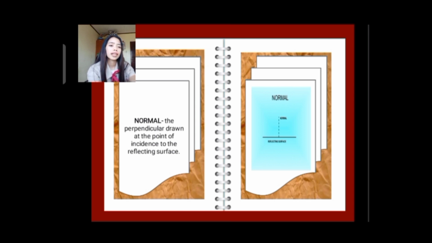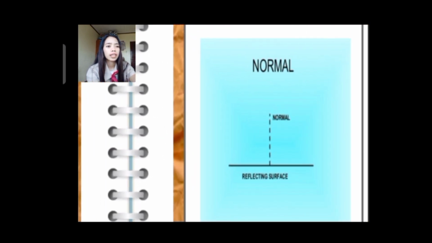So here are the parts of the law of reflection. First we have the normal. So what is the normal? The normal is the perpendicular drawn at the point of incidence to the reflecting surface. Here is the example on the right slide. Look at the figure. Here is the normal. The normal divides the angle between the incident ray and the reflected ray into equal angles.